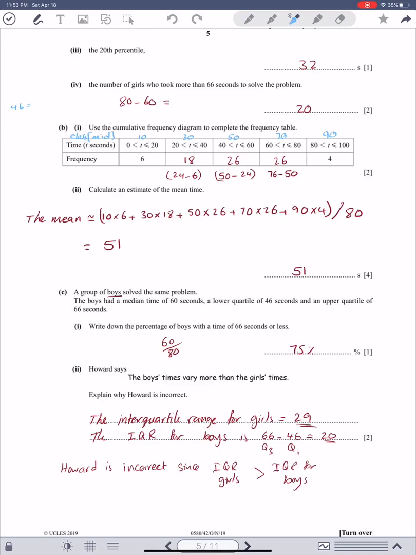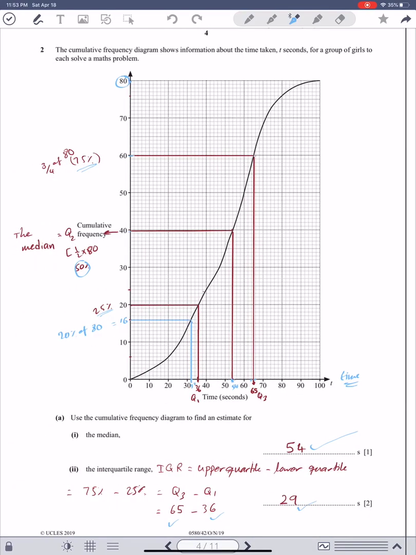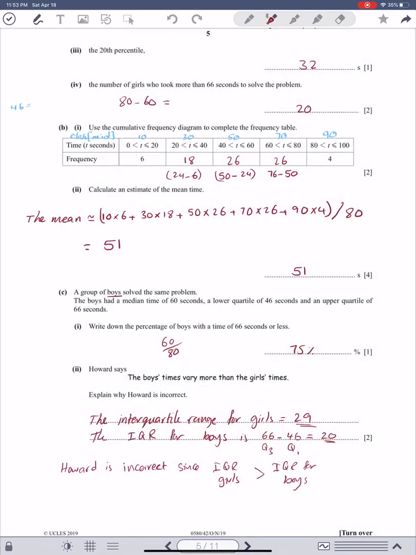Next part, the 20th percentile. So you come here, calculate 20% of 80. Opposite value here. Here is the 20th percentile, which is 32. It's 1 unit after 30, so it is 32.